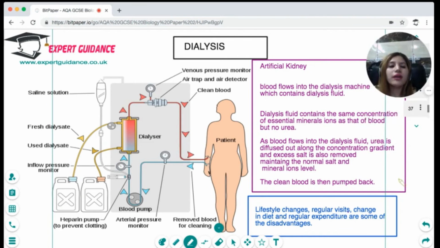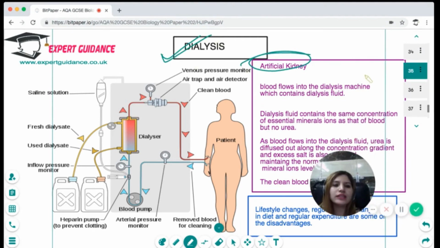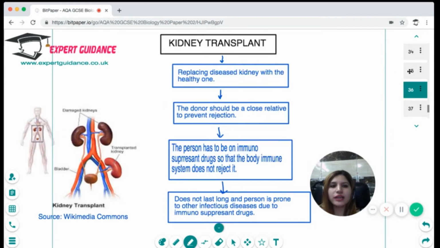Now, there are people whose kidneys get damaged, either by an autoimmune or a genetic disorder or by some accident. In this case, they have two solutions. Either they take the help of the artificial kidney, called dialysis, or they do a kidney transplant.